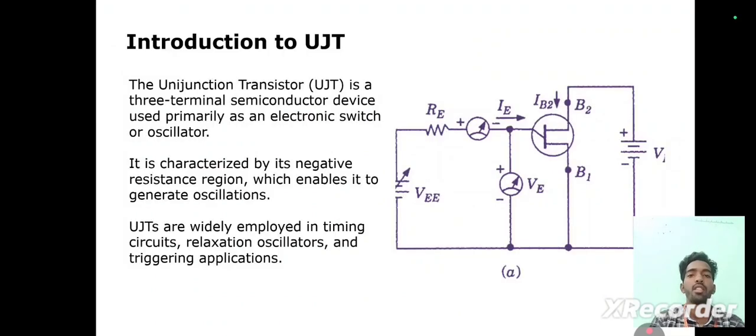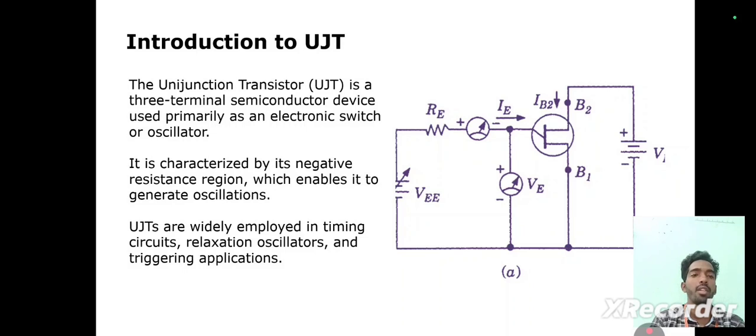Introduction to UJT. The unijunction transistor is a three-terminal semiconductor device used primarily as an electronic switch or oscillator. It is characterized by its negative resistance region, which enables it to generate oscillations. UJTs are widely employed in timing circuits, relaxation oscillators, and trigger applications.